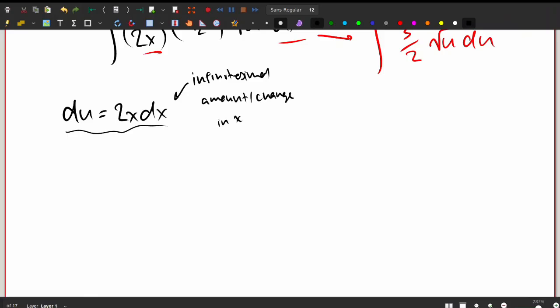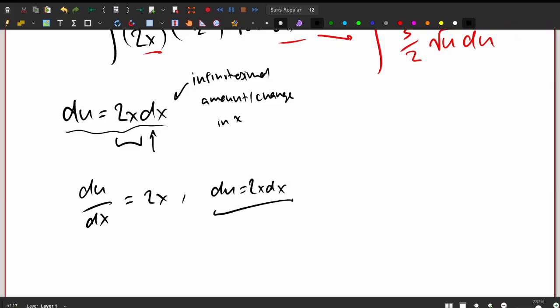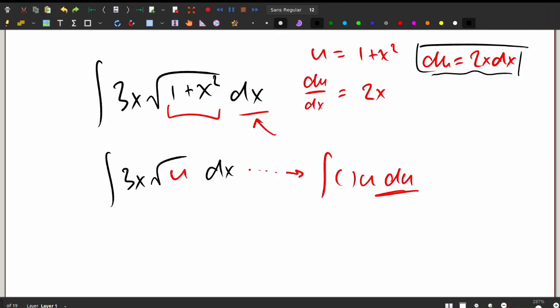So for every small change we have in x, du is going to change by 2x times that amount. So although it might not be an incredibly intuitive understanding of it, it's very easy to treat it like a fraction and say because du over dx is equal to 2x, we can therefore say du is equal to 2x dx, and this is a technique that will work whenever we need to do u substitution in our integrals. So we can say that du is equal to 2x dx.